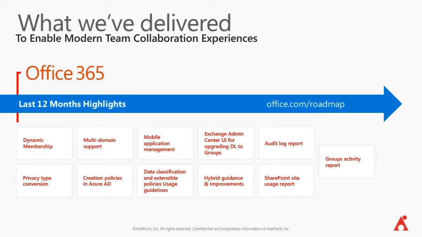Privacy type conversion is simply the ability to convert a group from public to private. We have multi-domain support for your large tenants that are out there in Office 365. There are creation policies. I'll talk a little bit about creation policies and what Microsoft is doing. One of the things, and I'll take you in when I set up my next demo, is a lot of the controls, because Office 365 groups really started as an initiative from the Exchange team. The Exchange Online team was where we started to see these features first. You'll still have to go to the Exchange admin console to do some of these settings.